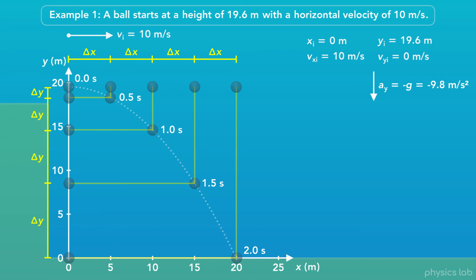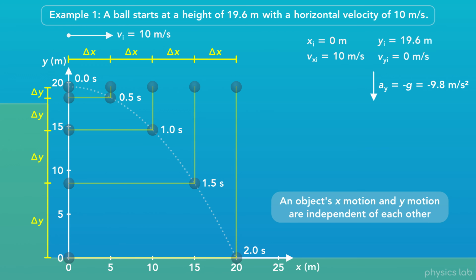2D projectile motion is one example of an important concept in physics that we mentioned in a previous lesson. An object's x motion and y motion are independent of each other. The vertical motion does not affect the horizontal motion, and the horizontal motion doesn't affect the vertical motion. We know that objects in projectile motion experience a downwards acceleration due to gravity. Since gravity only acts in the vertical direction, gravity only affects the vertical motion.